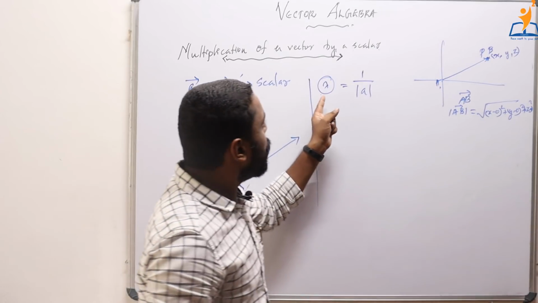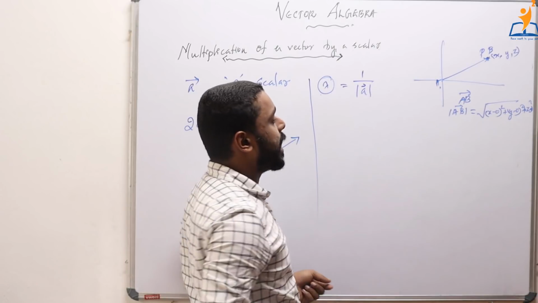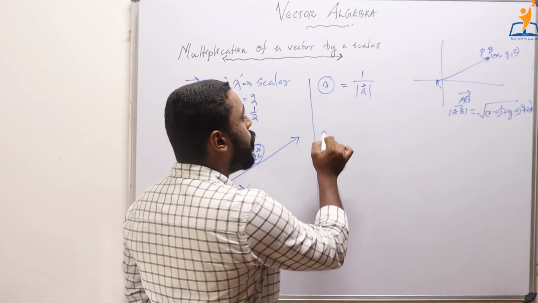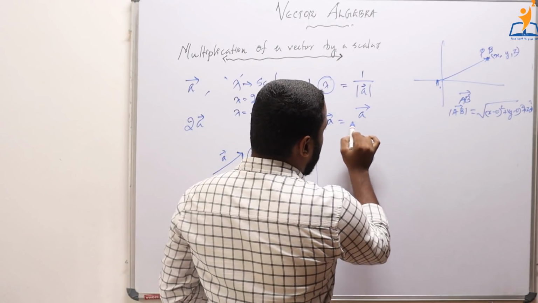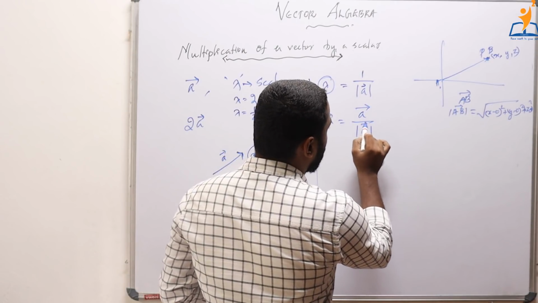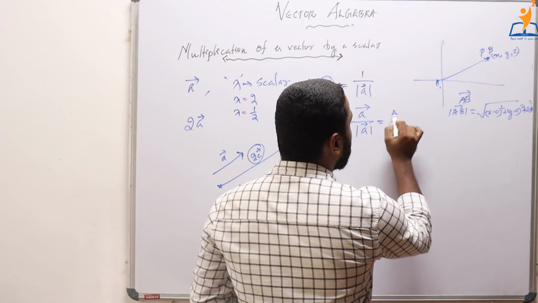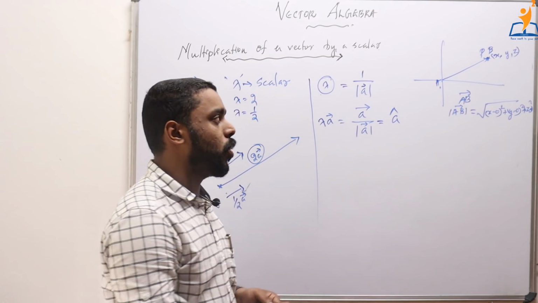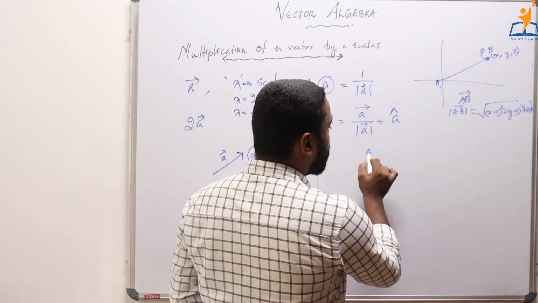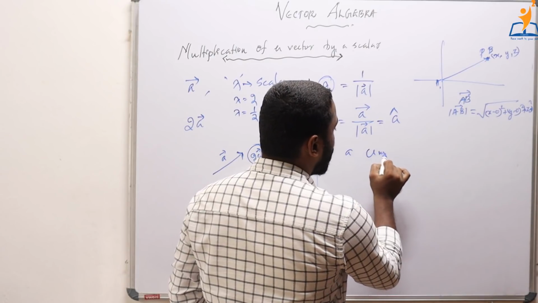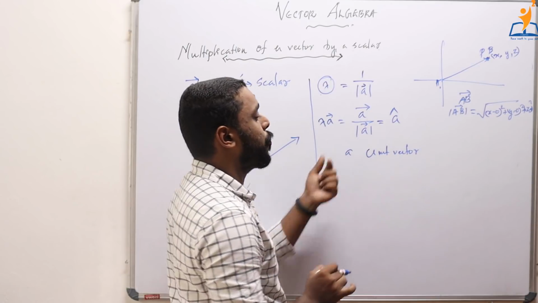So if lambda is equal to 1 by the modulus of the vector, then we have lambda A equal to vector A divided by the modulus of vector A, right? And this quantity is denoted by A cap, and A cap is nothing but a unit vector which is in the same direction as A.